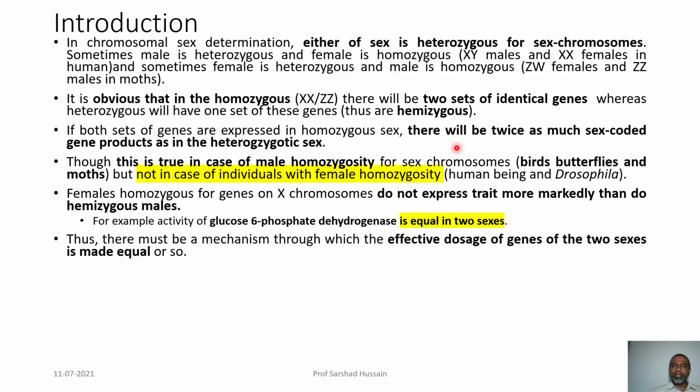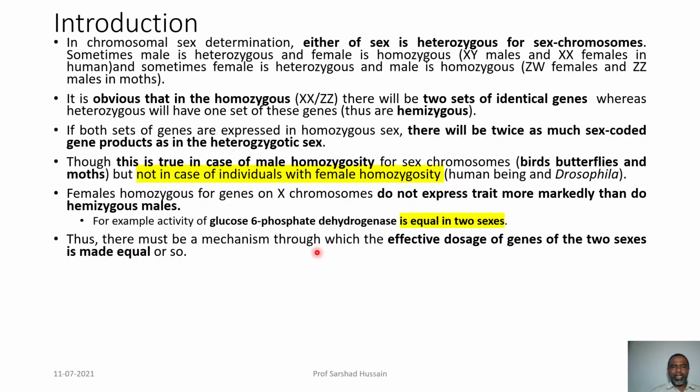So, here it means that the genes coded by the sex chromosomes, or the X chromosomes, have the same amount of product in the heterozygous condition, in the homozygous condition, or you can say in the hemizygous condition also, because with respect to the X, if it is only one set, it is hemizygous, and if it is two sets, it is homozygous.